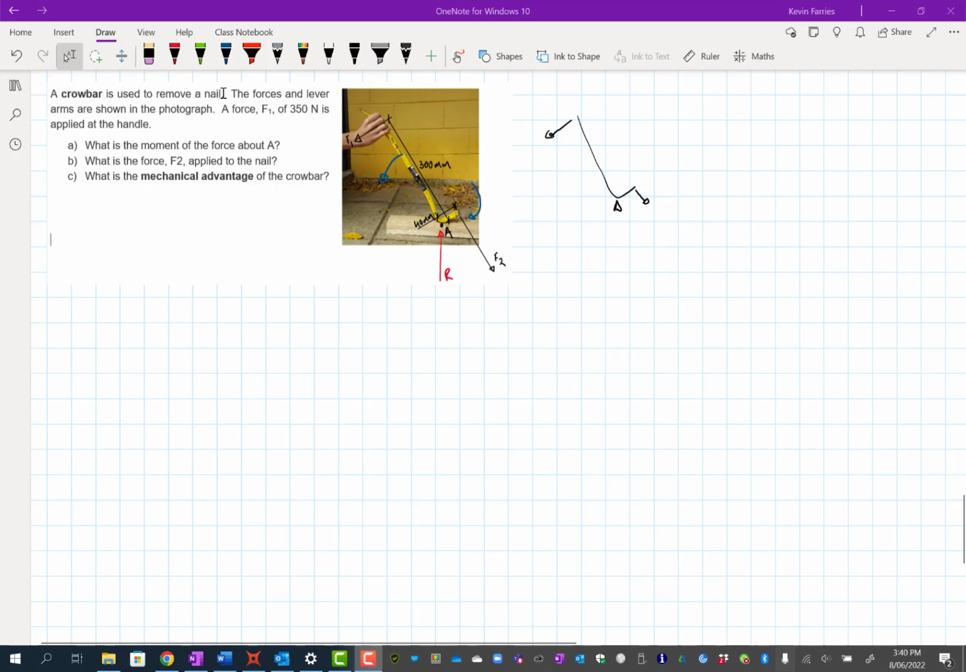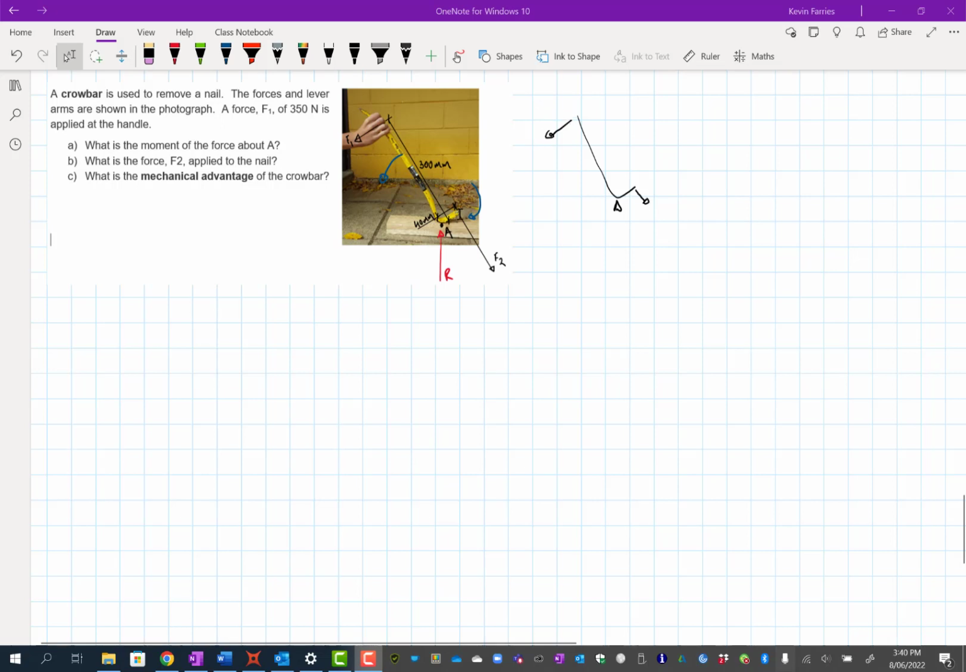So a crowbar is used to remove a nail. We've got a crowbar here, that's this yellow thing. Someone's pulling on this end with a force, and this crowbar is going to be a rigid body. Here I've sketched a very rough free body diagram. So we're just thinking about what forces are being applied to it. There's someone pulling this way, so we've got a force this way.